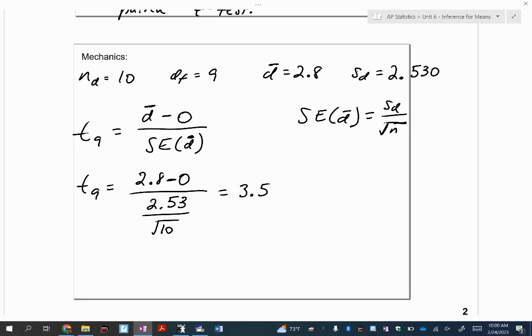So I have a slide here below where you can do the sketch. That's where I'm going to draw my t model if you haven't already. Where am I shading? To the right. Just one tail, right? Because it's just greater than, so just to the right.